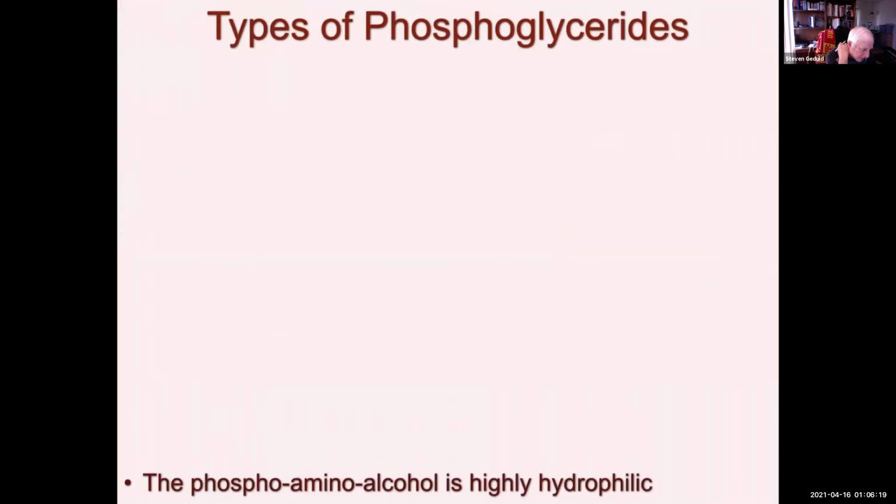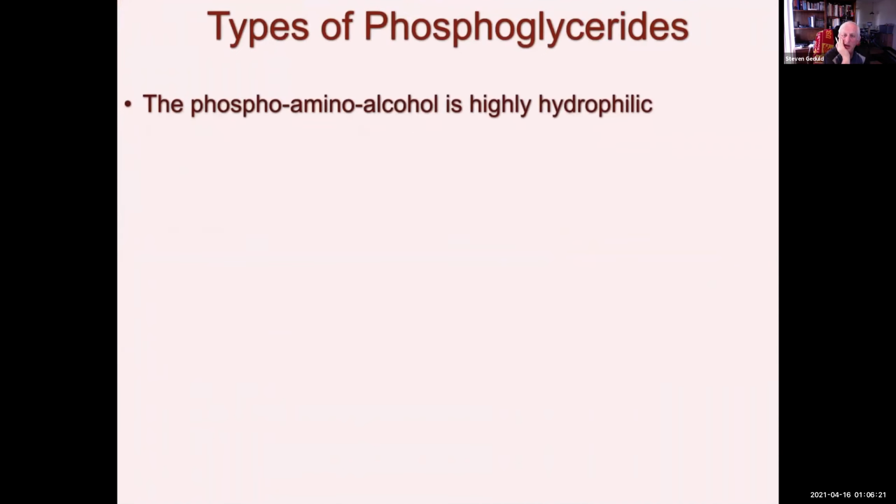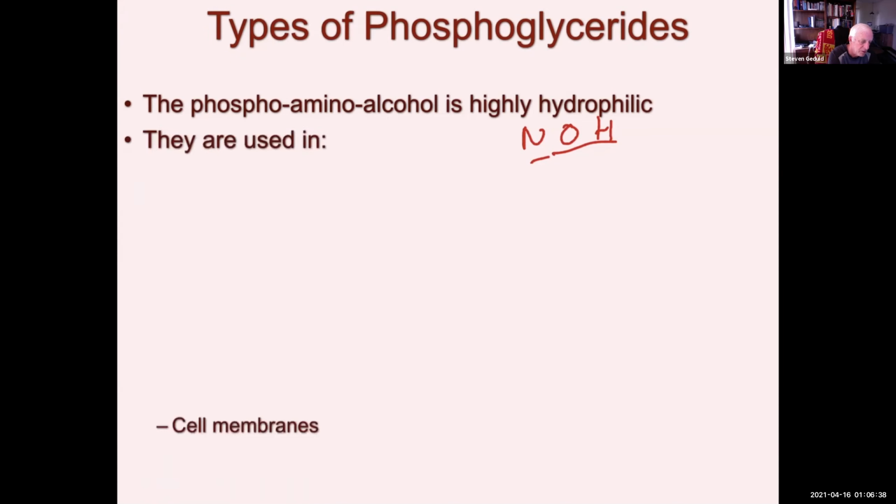The phosphoamino alcohol is hydrophilic. It's got a nitrogen group, so it's an amine and an alcohol group. Both of those cause hydrogen bonding. Both of those are highly electronegative, and they will be polar.